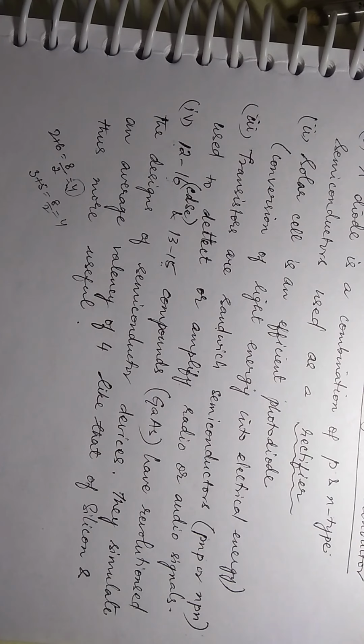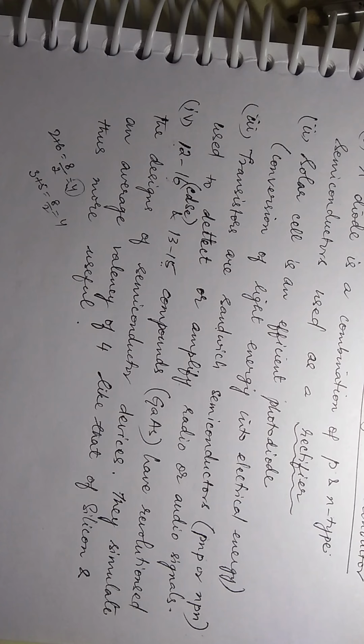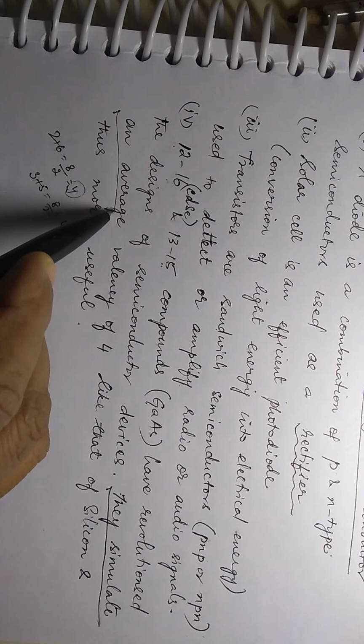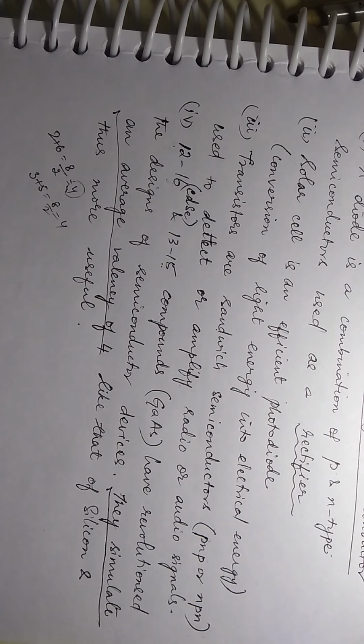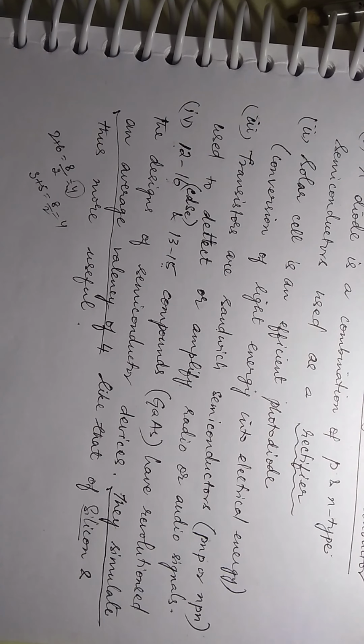Such compounds in the place of silicon have been found to be very useful in the semiconductor industry in the form of semiconductor devices. These compounds can be used in the place of silicon. So they have revolutionized the designs of semiconductor devices. What is the main reason behind it? Because they simulate an average valency of 4 like that of silicon, and hence they are highly useful. Yes, so this is about N-type and P-type semiconductors. Now in the next lesson we will see about electrical properties.